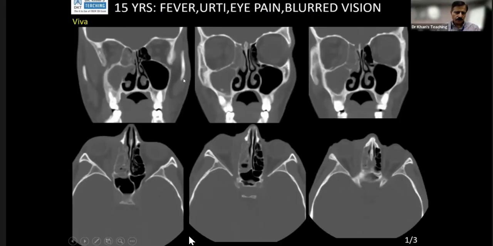Now, in this case, the patient has presented. This is a child, 15 years old, with fever, upper respiratory tract infection, eye pain, and blurred vision on the right side. Now, look at the ethmoid sinus. Look at the adjacent orbit on this slice and this slice particularly, and tell me what is your diagnosis? Over to you.